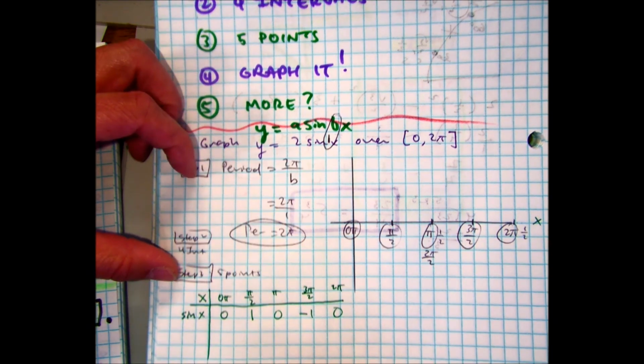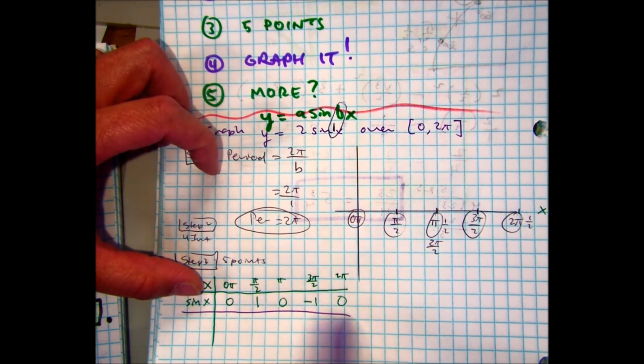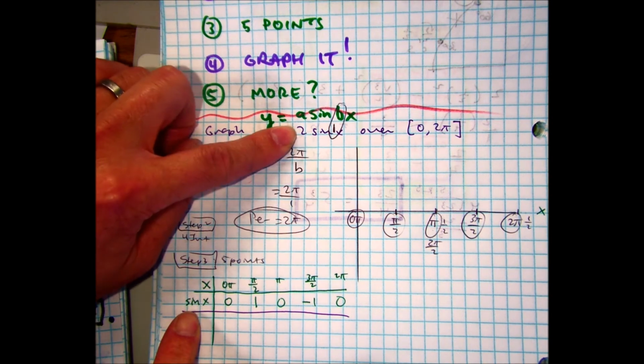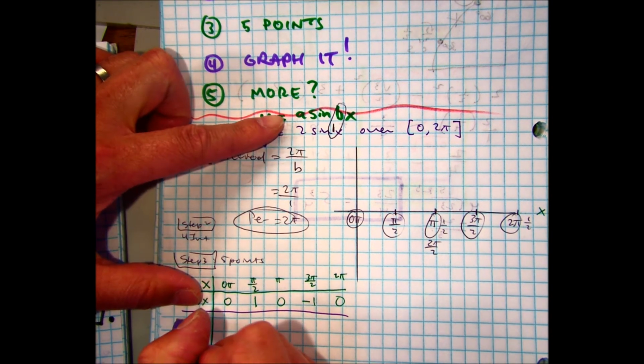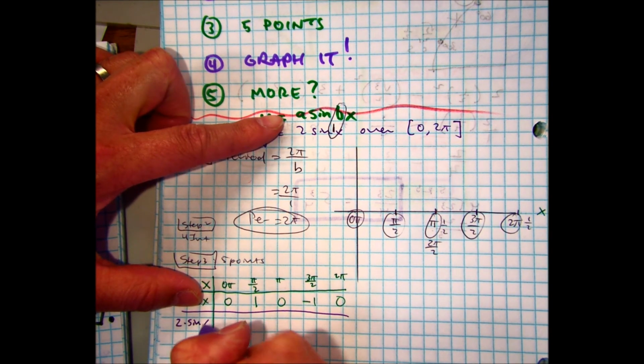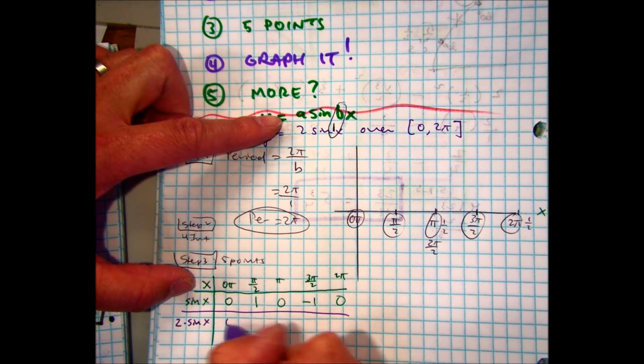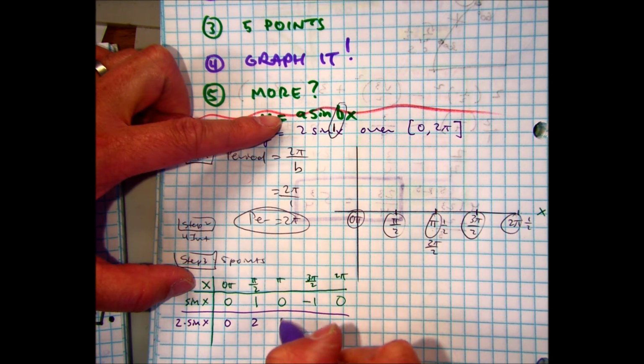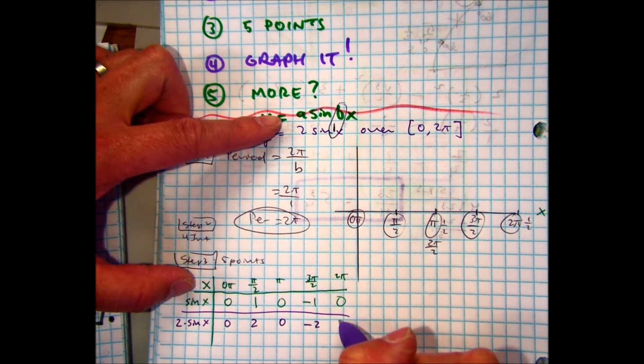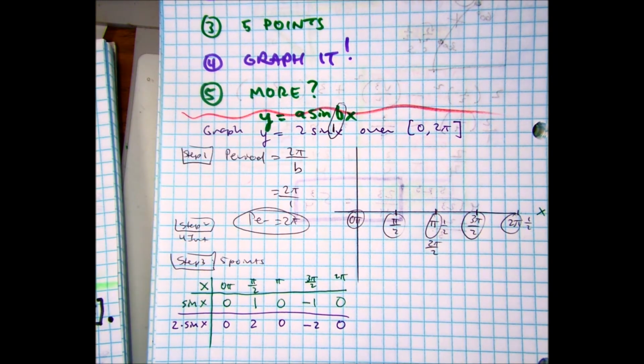The second thing I'm going to do here is, this one says sine of x. Now I'm going to multiply my answer by 2. So I'm going to take all of my answers and just multiply it by 2. 2 times 0 is 0. 2, 0, negative 2, 0.